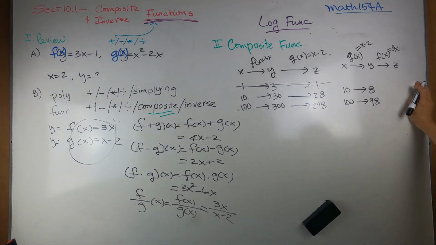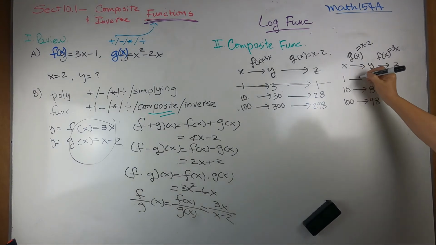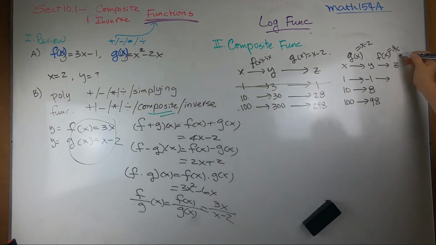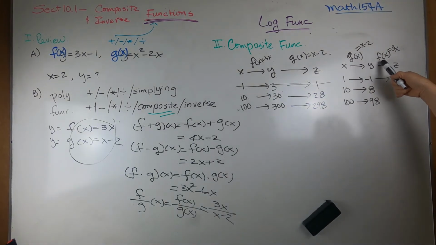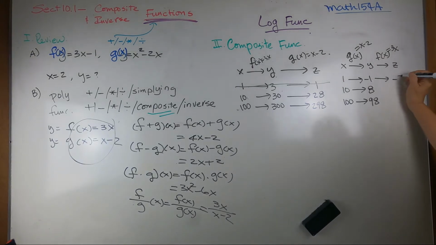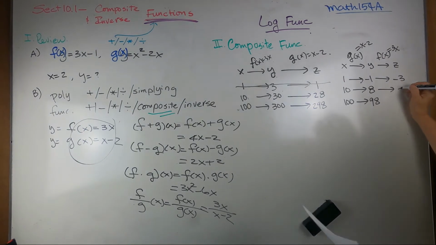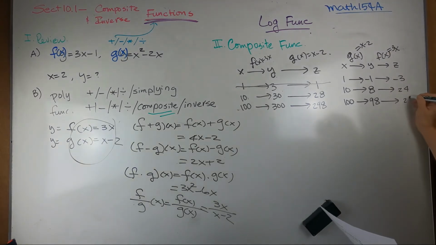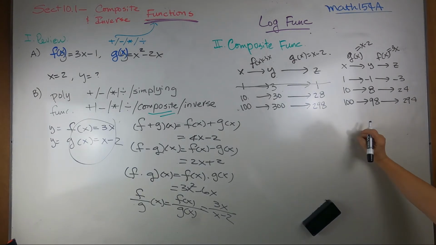Okay, I can do 1. That's negative. Okay, if 3 times, then stack up into f, then would be what? Negative 3. Here would be what? 24. Here would be what? 294. Is that right?